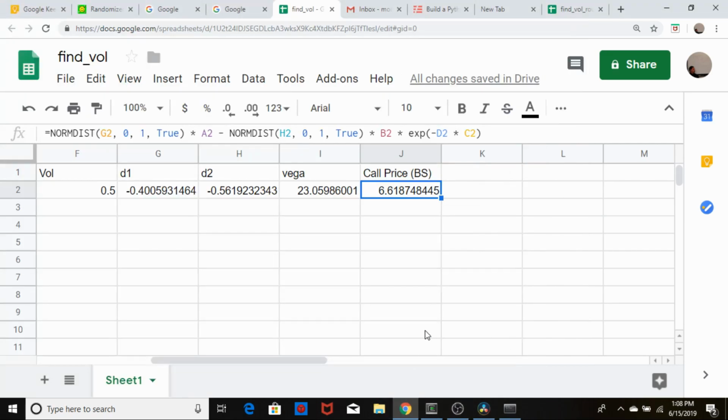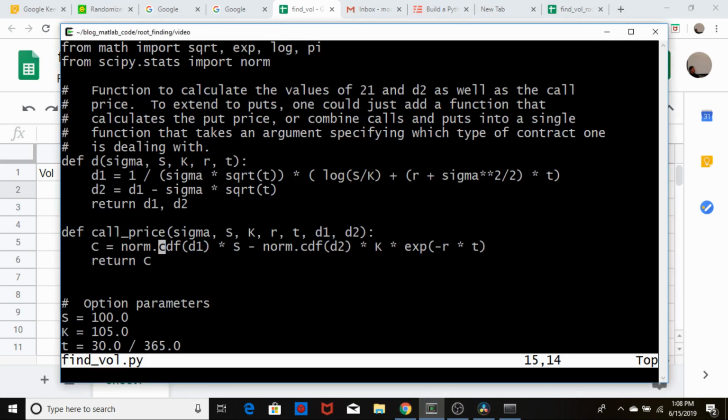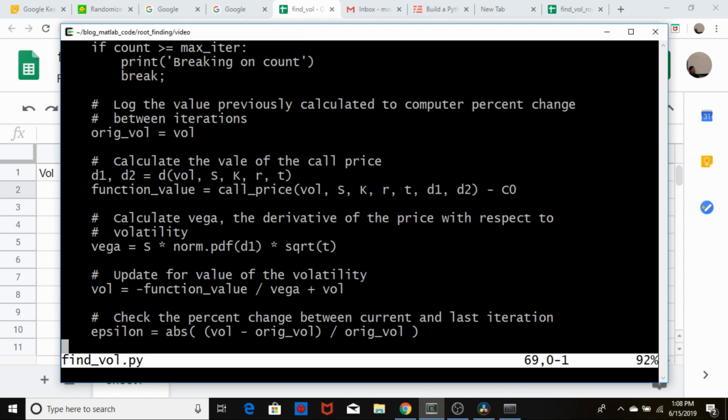Now the last thing we need to do is update our volatility. So we're going to make a column. We'll just call it new vol. Now we go back to our formulas down here. It's part of the while loop. So I did this in a couple of steps. I calculated what I called function value, which is the Black-Scholes call price minus the actual call price. So I'll just do all this together in one step.